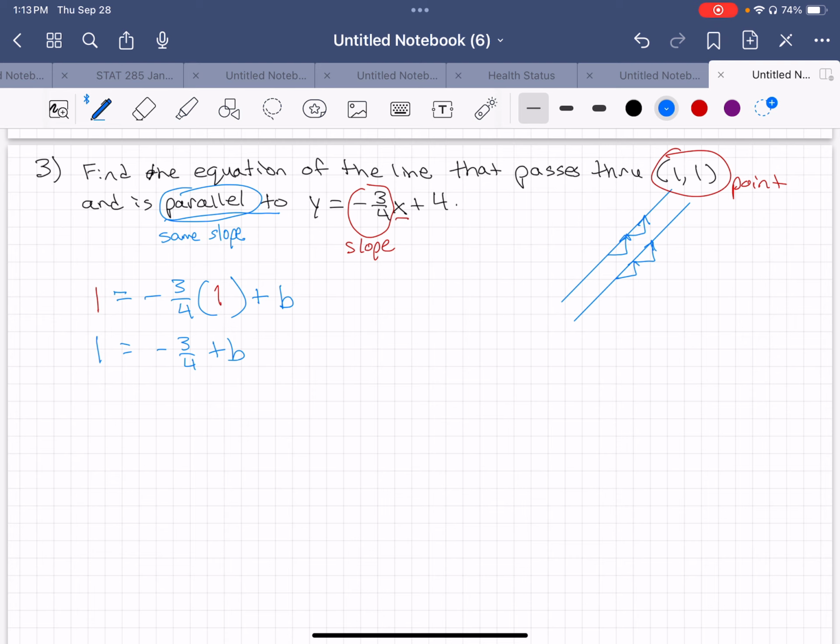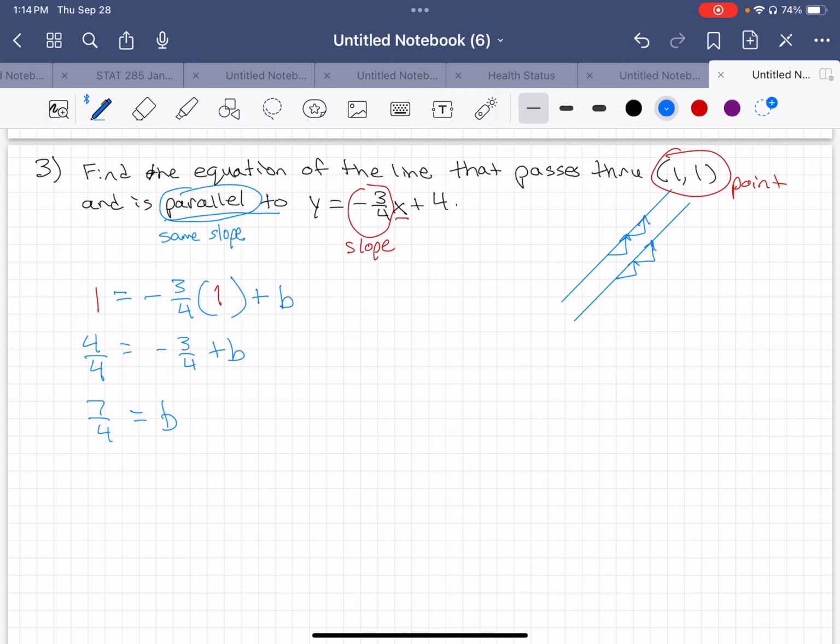Add 3/4 to both sides. So I'm going to write my 1 as 4/4. And then add 3/4, I get 7/4 is my b. So practice not being intimidated by fractions if they throw it at you. Use a calculator and just keep track of them the same way. So the y-intercept is 7/4.